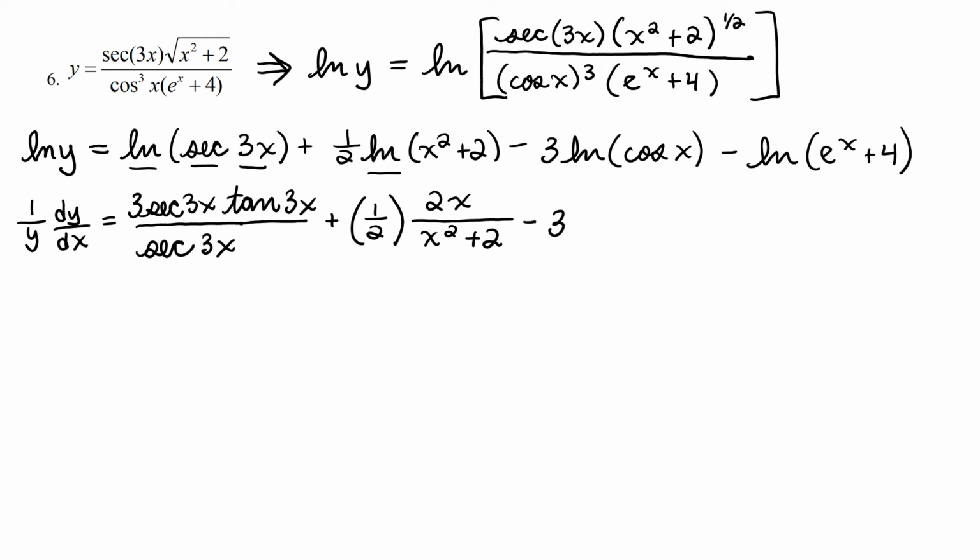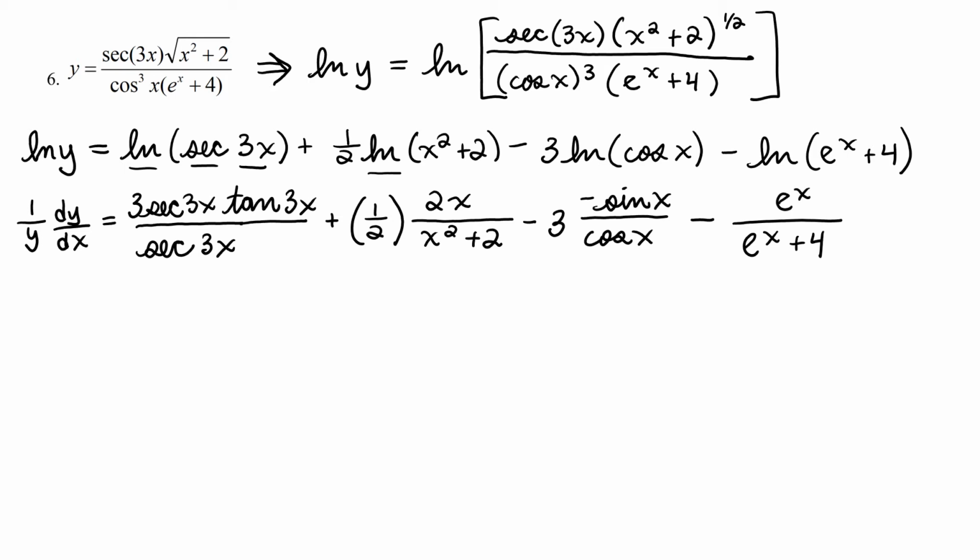Minus 3 times the derivative of natural log of cosine of x. So that'll be 1 over cosine of x, the derivative of the natural log of something. And then the derivative of cosine of x, using our chain rule, is negative sine of x. Then one last derivative. So minus the derivative of natural log is 1 over its insides, so 1 over e to the x plus 4, but then we multiply by the derivative of the inside. The derivative of e to the x plus 4 is e to the x plus 0, so just e to the x.